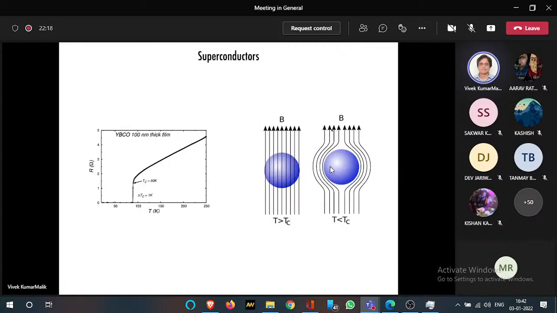It's like magnetic field and superconductivity are not compatible with each other. That's what you can think. That's why most of these magnetic materials are not superconducting.